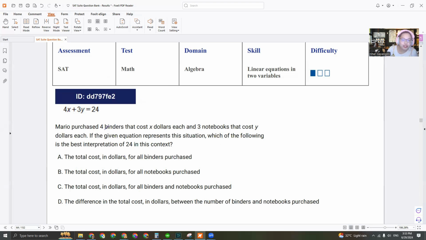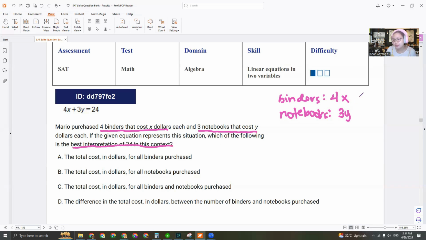Okay, so Mario purchased 4 binders that cost X dollars and 3 notebooks that cost Y dollars. So we have a binder here. So the total amount that Mario spent for binders is 4X. So you basically multiply the 2 to find the total amount. And then notebooks would be 3Y, correct? All right, and if the given equation represents a situation, which of the following is the best interpretation of 24 in this context?